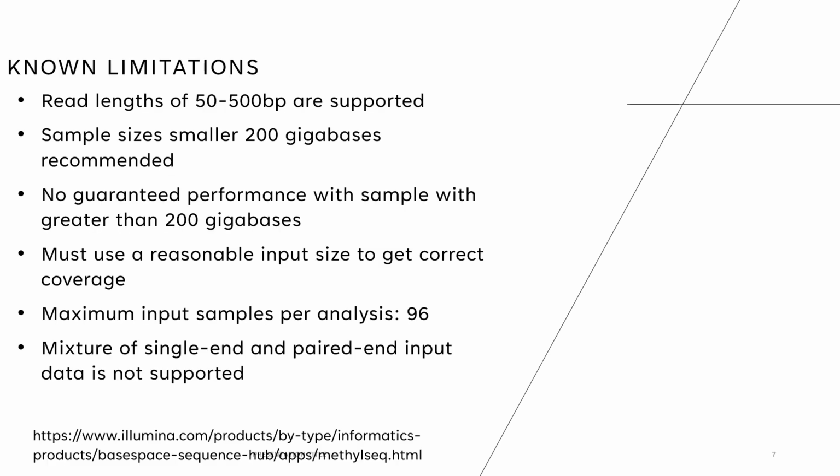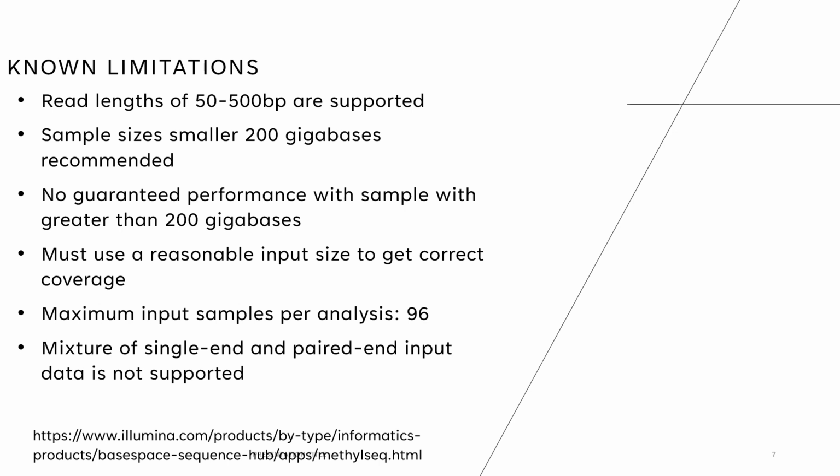There are a few known limitations on methylation sequencing. The first one is that read lengths of 50 to 500 base pairs are the reads that are supported. Sample sizes smaller than 200 databases are recommended, but there is no guarantee that a sample that has greater than 200 databases will give an accurate result.